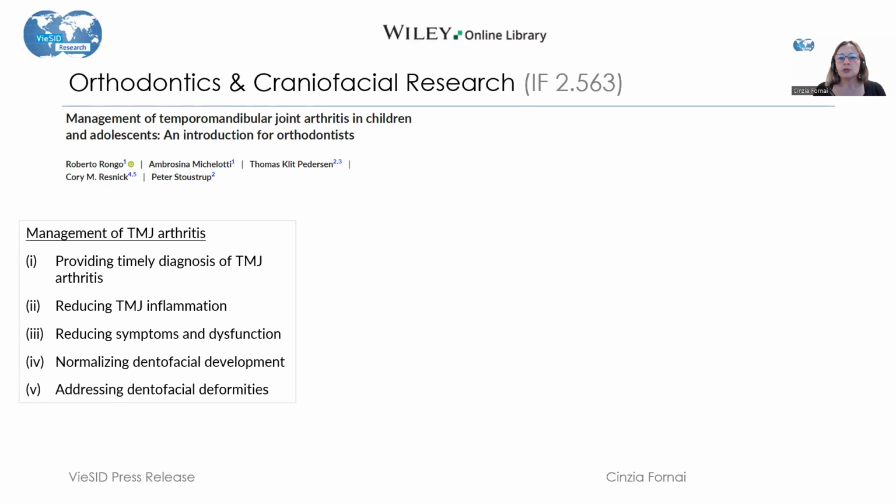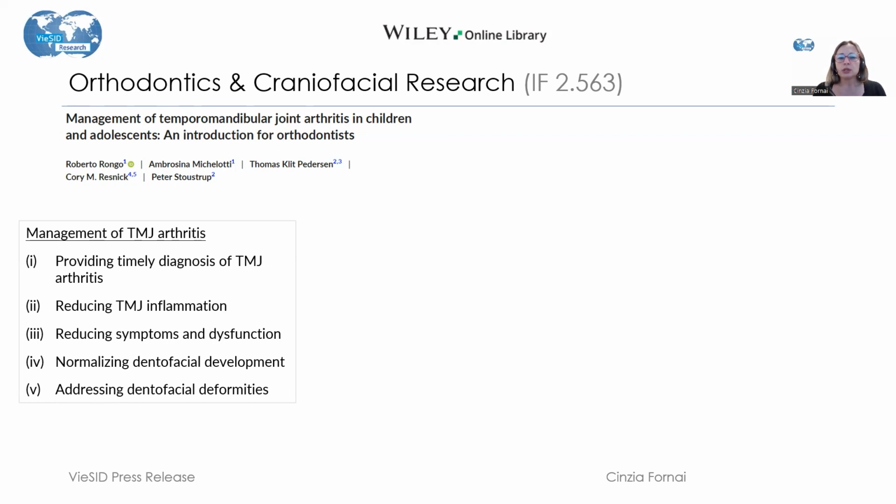The management of TMJ arthritis has 5 main aims, according to the authors: providing timely diagnosis, reducing TMJ inflammation, reducing TMJ symptoms and dysfunction, normalizing dentofacial development, addressing dentofacial deformities. In the paper, the authors emphasize the importance of interdisciplinary collaboration, including rheumatologists, radiologists, and dentists in the team for the diagnosis and management of TMJ arthritis, which with differential diagnosis is challenging.